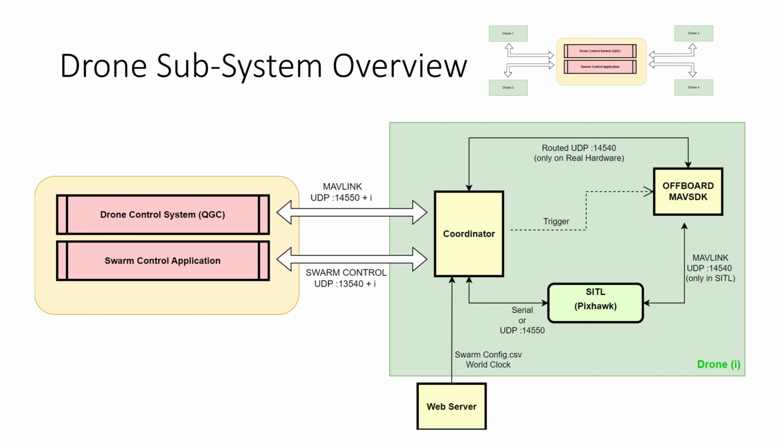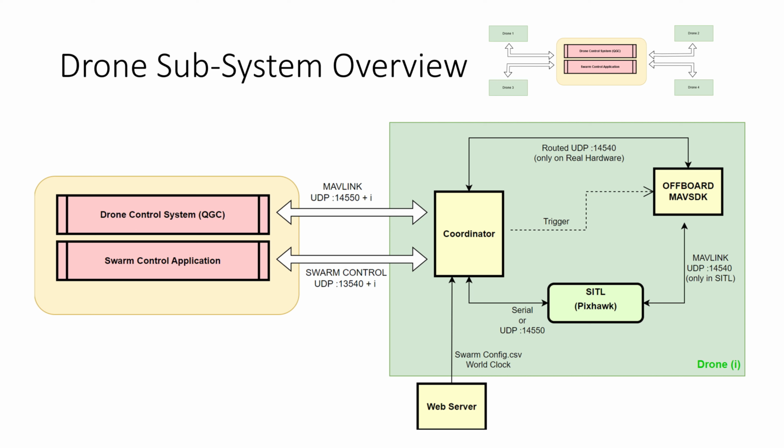There is also a web server that the drones can communicate with because the drones have internet access. So when they initially start up, they check the world clock and synchronize the system clock, so the drones all have synchronized time, and they check the web server to get the latest config.csv. So all of them would have the latest config.csv that we have created.